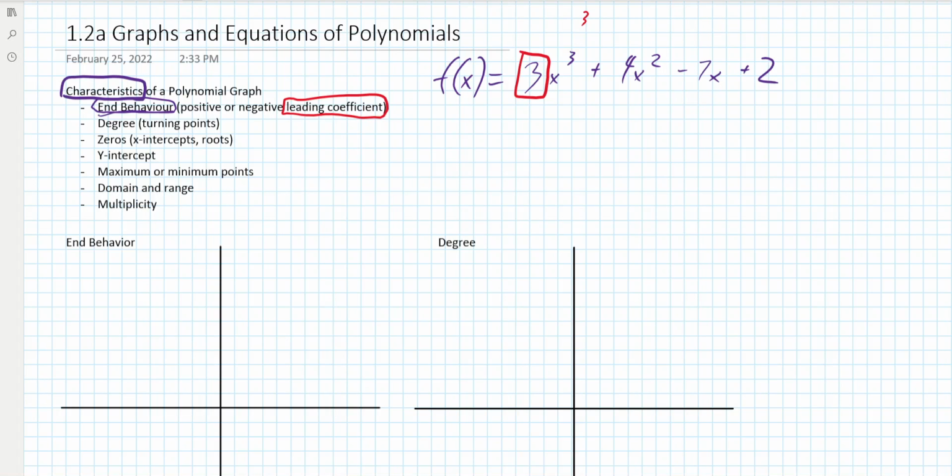Okay, which leads us directly into our next characteristic, which is degree. Degree is taking the highest degree variable and putting that as the degree of the entire polynomial. So in this example, we would say the leading coefficient is 3, and ideally we should have two different numbers, so let's make this 5. So the leading coefficient is 5, and the degree is 3.